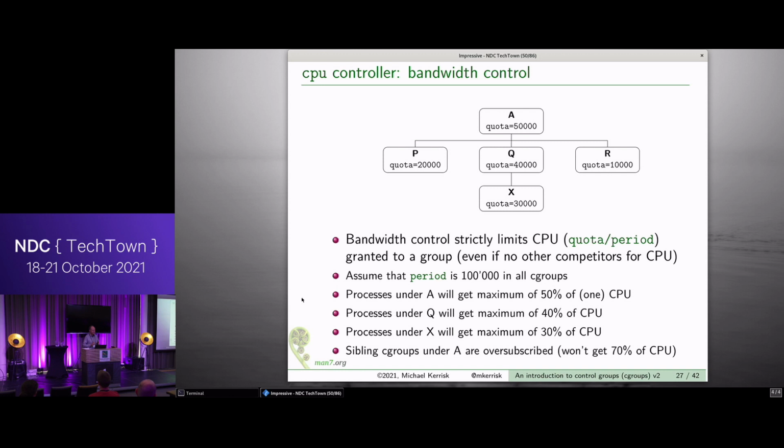And yes, there's some funniness in those numbers there. The children of A are oversubscribed. They've said that overall they can get 70% of the CPU, but the parent can only get 50%. So if P, Q, and R, if the processes there all try and use CPU, they won't get 70% because there is a higher level limit that says 50% in this tree.